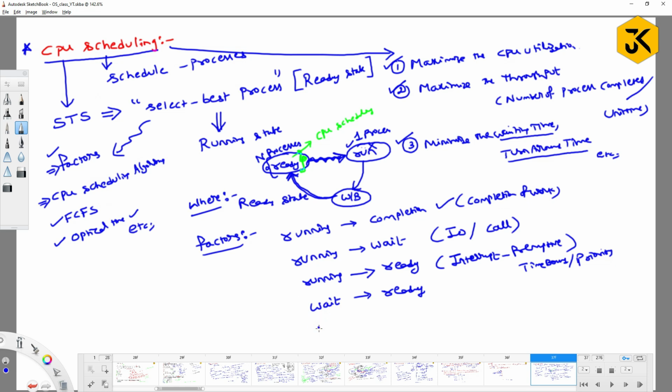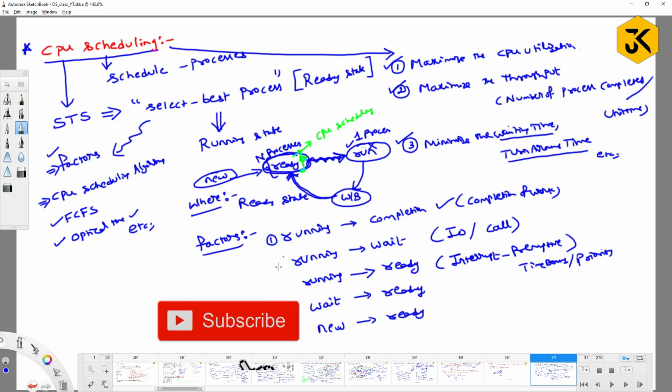And there might be a situation of new to ready state. A particular process might be loaded from secondary memory to main memory, and this newly arrived process might have higher priority. So to identify whether it has the highest priority or not, again you have to run the CPU scheduling algorithm, right? So these are the 5 situations, or the 5 factors, where you have to apply the CPU scheduling algorithm.